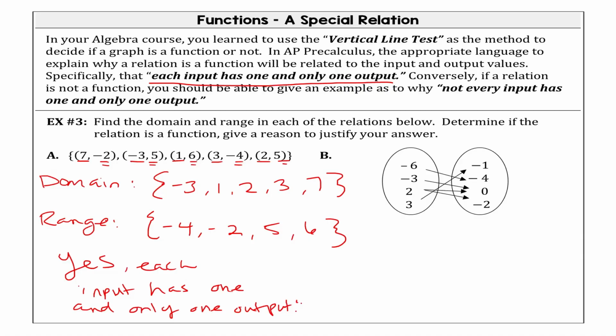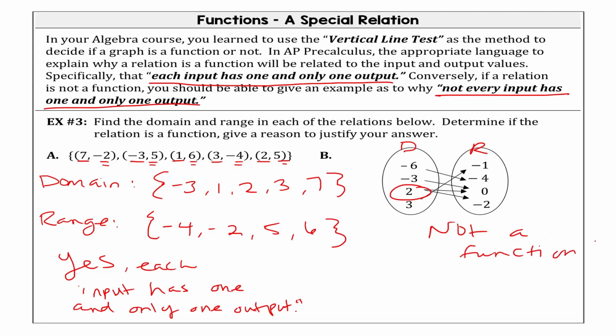So if you're on a test and it asks you, why is it a function? What is it saying we're writing? Perfect. Okay. So this guy, our domain here, I'm just going to label it. This is our domain and this is our range. What is wrong with our domain? Is this a function? No. Why is it not? There we go. Not every input has one and only one output. Does that make sense? So that's why it is not a function.